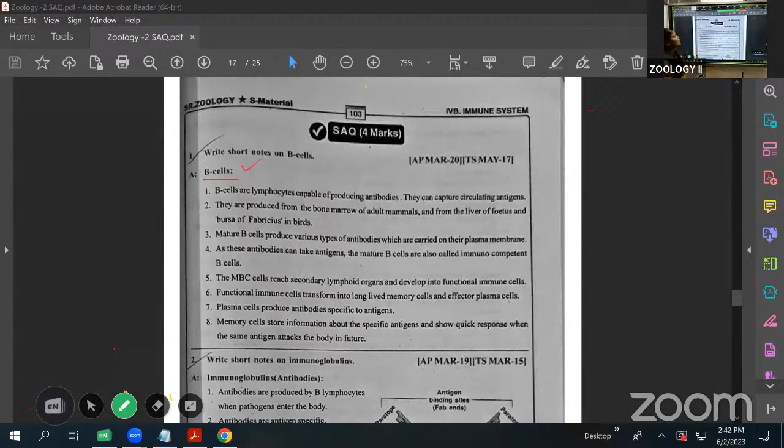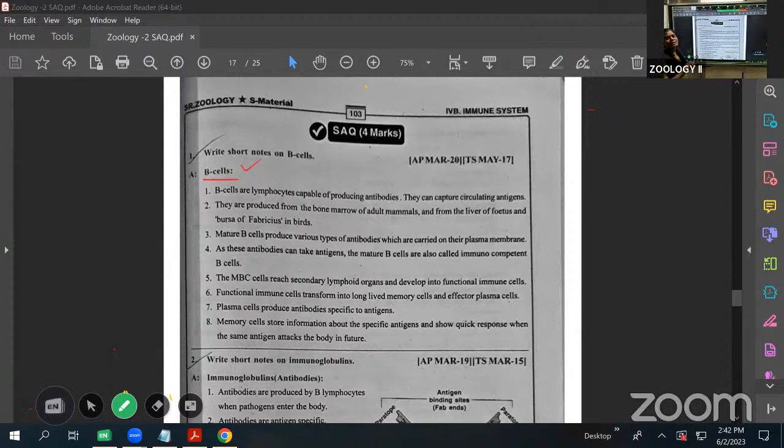Next, they are lymphocytes produced in the bone marrow. In the adult stage, all the blood cells, either RBC, WBC, or thrombocytes, are synthesized in the bone marrow, right? Red bone marrow. In the fetus stage, they are synthesized in the liver.